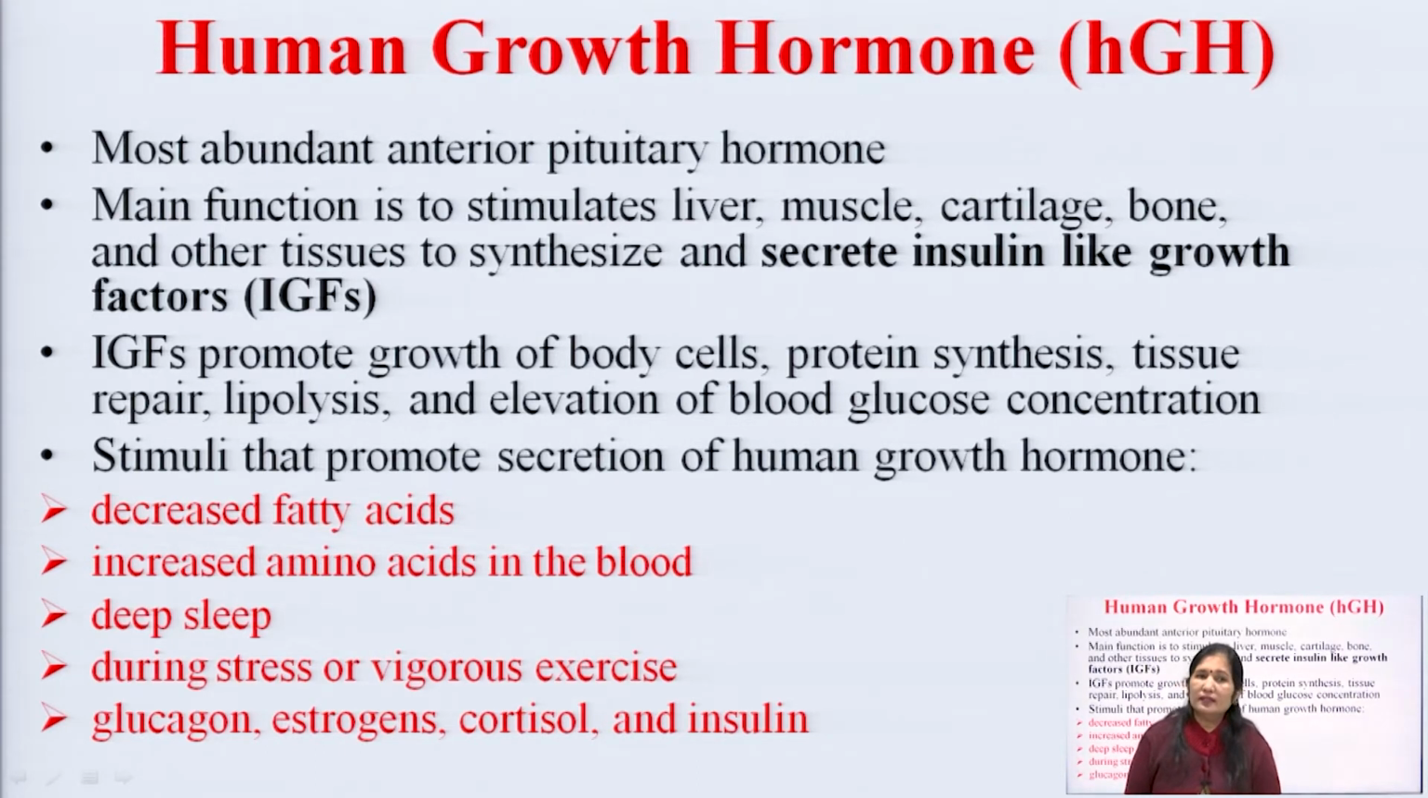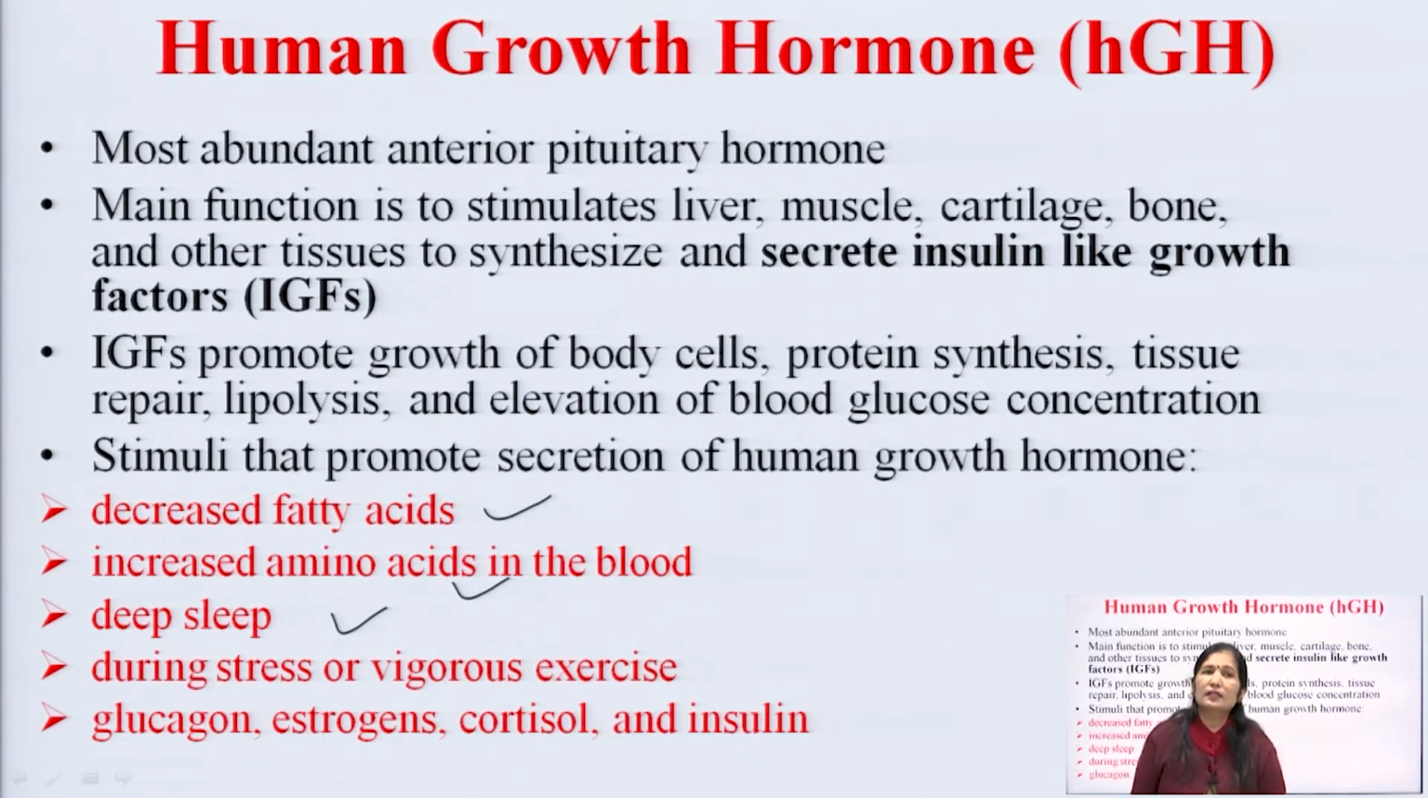The factors that stimulate the secretion of human growth hormone are decreased fatty acids, increased amino acids in the blood, deep sleep, stress, glucagon, estrogen, cortisol and insulin. So, these are the stimuli that promote secretion of human growth hormone. During sleep, growth hormone secretion is increased. So, what does growth hormone do?